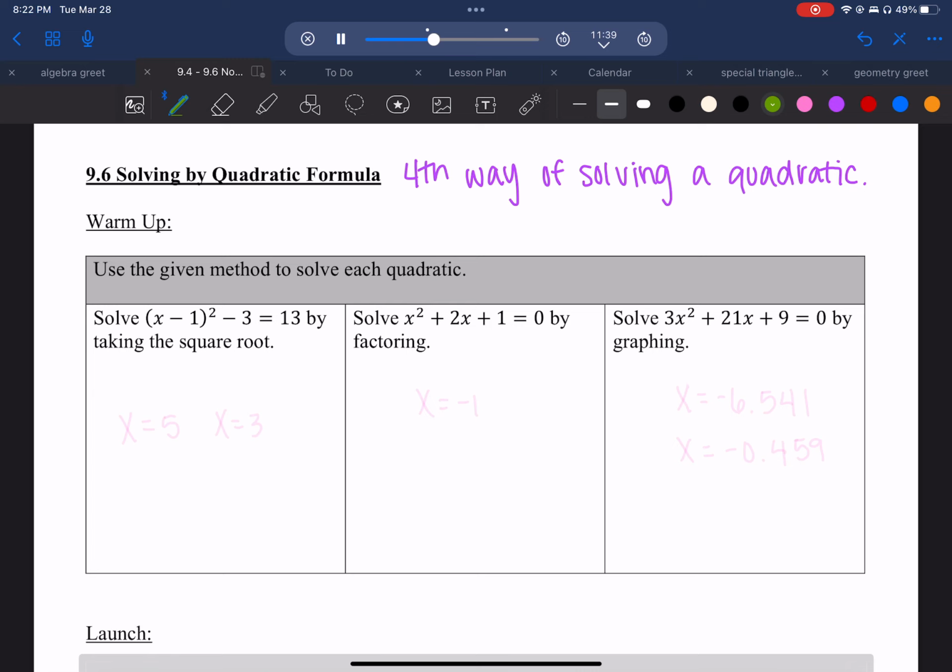So your answers on the first one should be x equals 5 and x equals 3. On the second one, it should be x equals -1. And on the third one, I got some decimals for us, and that is x equals -6.541 and x equals -0.459.